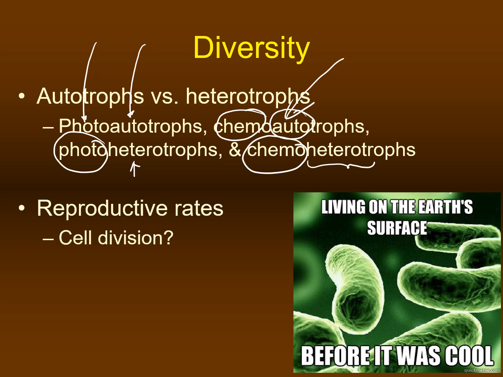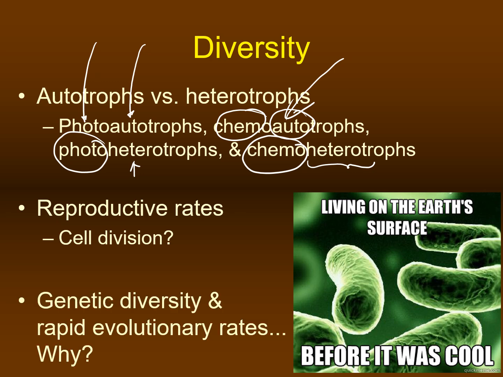They have extremely fast reproductive rates. They are essentially the fastest dividers in the world, but they use binary fission rather than mitosis. Due to the rapid cell division and quick accumulation of mutations, they show enormous genetic diversity and very quick evolutionary rates.